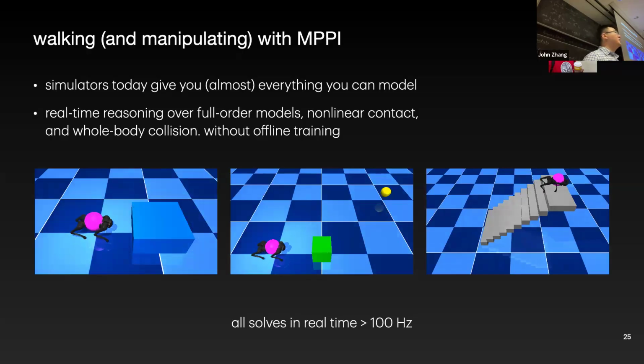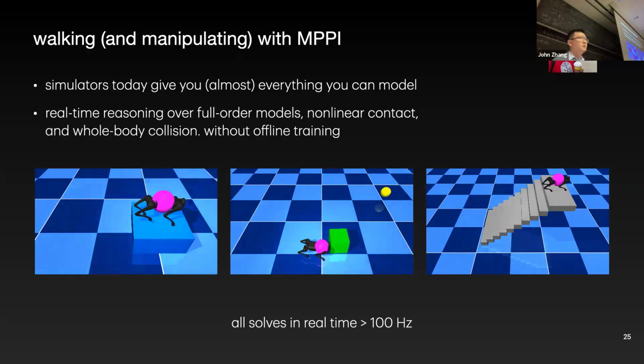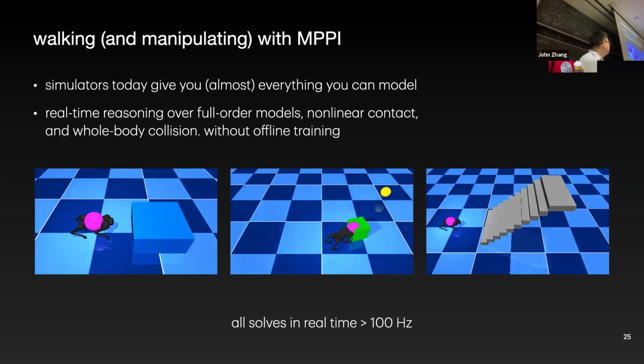And MPPI, in real time, reasons over basically everything the simulator can give you. How do you come up with a decent guess at the future trajectory distribution that you're sampling from? Especially climbing up on that box, that feels like you would have to know roughly how to go up and forward, that kind of thing.